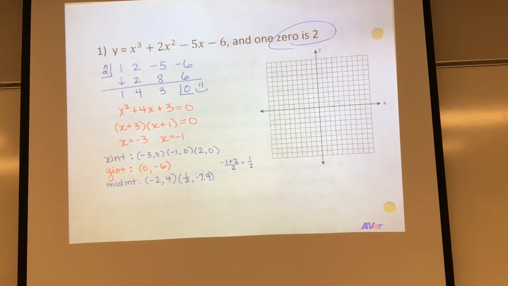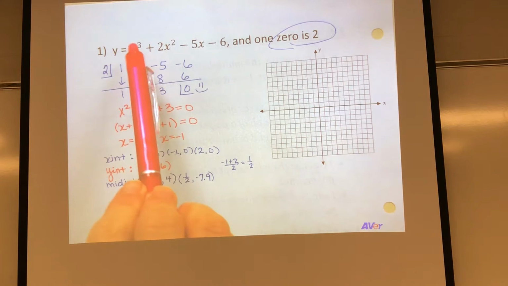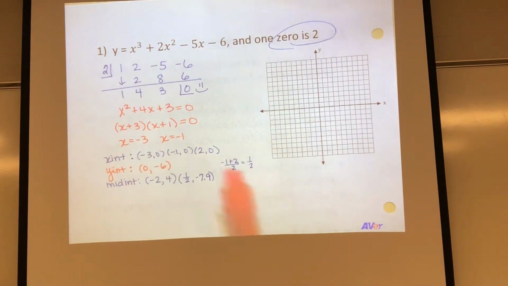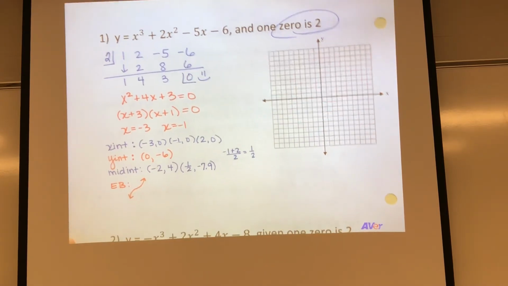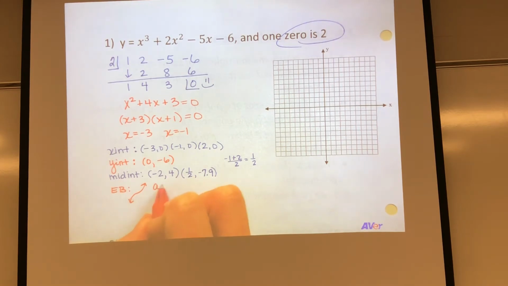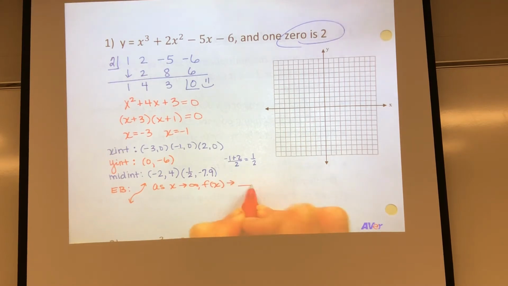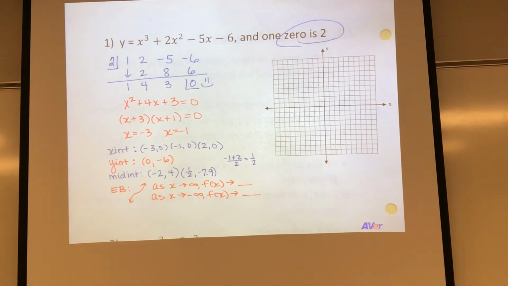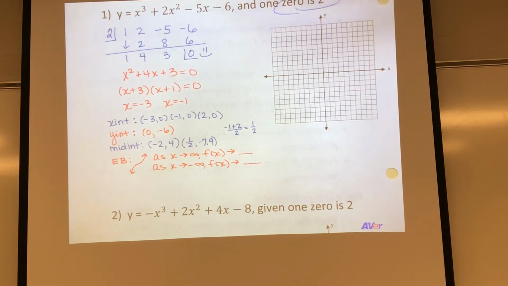All right, after you do that, you need to figure out what the end behavior is. So we need to look at the degree, see that it's odd, and the leading coefficient is positive. So an odd positive is going to be one of these guys. So we're going to write those two statements that we said before. As x approaches infinity, f of x approaches blank. As x approaches -infinity, f of x approaches blank. But this time we actually have to fill in those blanks. So let's take a look.